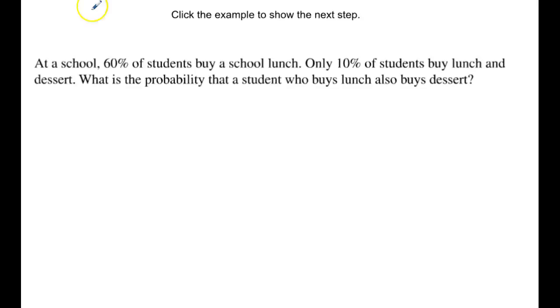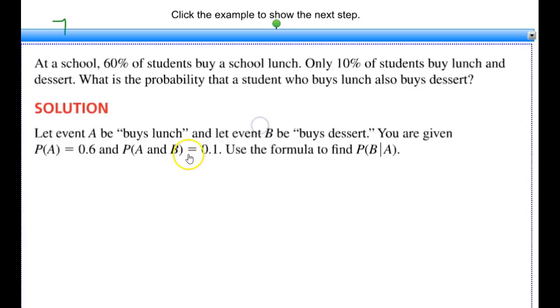So here's example number 7. At a school, 60% of students buy a school lunch. Only 10% of students buy lunch and dessert. So what is the probability that a student who buys lunch also buys dessert? So now we're given some data and we have to find out some more probabilities. So event A is going to be buying lunch and B is going to be getting dessert.